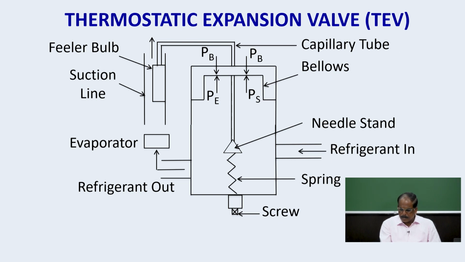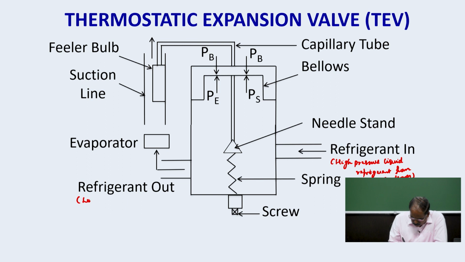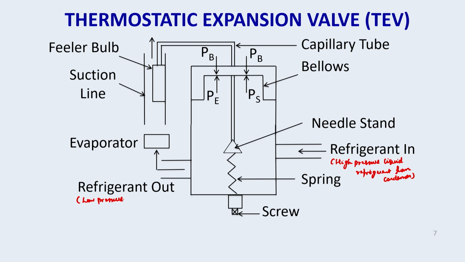So, here the refrigerant is coming out as liquid, and this is the high pressure liquid refrigerant from the condenser, and this is the low pressure liquid refrigerant to the evaporator.